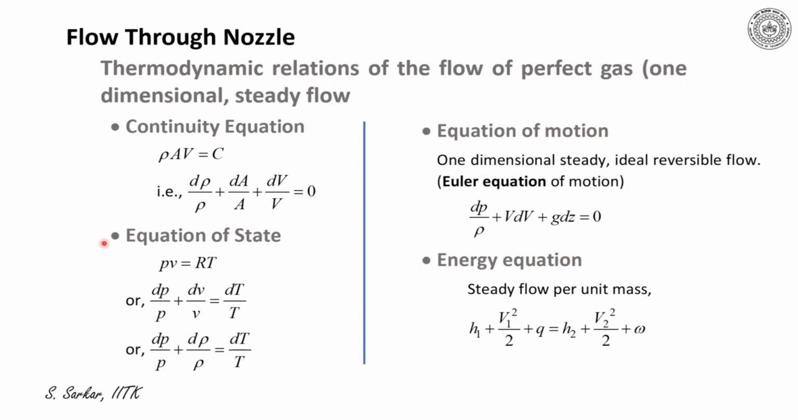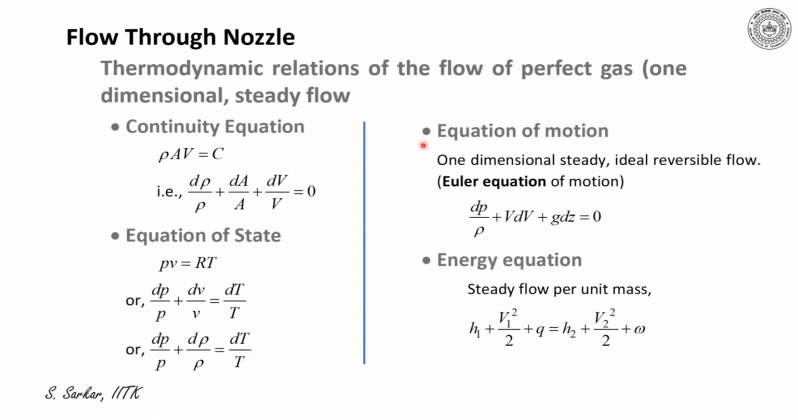Then the equation of state for a perfect gas is given as P v equal to RT. P stands for the pressure, small v the specific volume, and T the temperature. Thus this equation can be put in the differential form as dP by P plus dv by v is equal to dT by T. Or it can be written as dP by P plus d rho by rho is equal to dT by T.